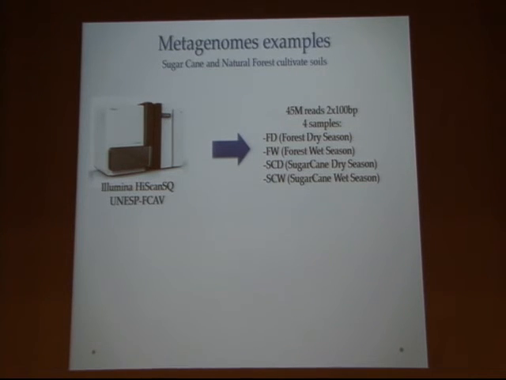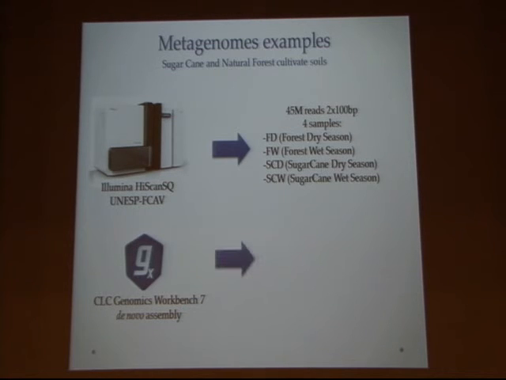45 million reads per end for these 4 samples: natural forest during the dry season and forest during the wet season, sugarcane dry season, and sugarcane wet season. Okay, these metagenomes were assembled using CLC Genomics Workbench, the last version, genome assembly.